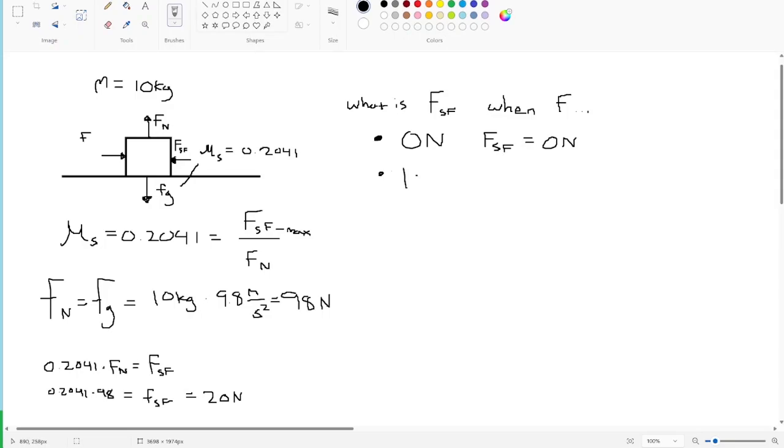Now what about 10 newtons? Now we've already established that the maximum that force of static friction can be is 20 newtons.